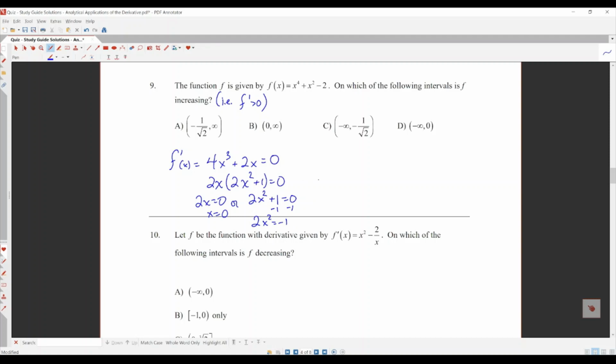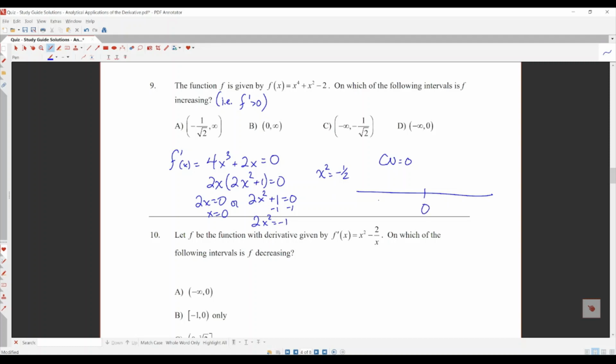Divide by 2. X squared is equal to negative 1/2. And we should note at this point that anything squared is never going to be negative 1/2. So our only critical number here is 0. So when I do my number line, I'm just putting 0 on here.